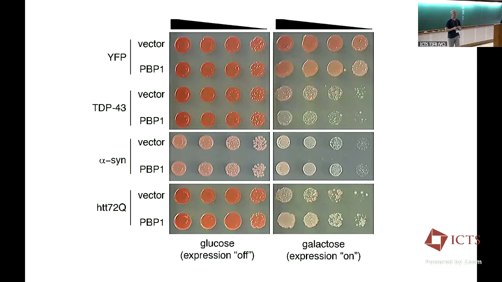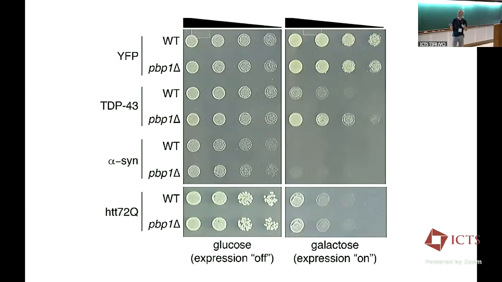We found that when we overexpressed this, it enhanced TDP-43 toxicity. It made cells expressing TDP-43 grow slower. This is wild type cells expressing TDP-43. If we also overexpress PBP1, they grow even slower. It was specific. It didn't make cells expressing mutant Huntingtin or alpha-synuclein grow slower. And then on the other hand, when I deleted PBP1, this did the reverse. Wild type cells, TDP-43 is toxic. Delete PBP1, it suppresses the toxicity. So this means it's a dose-sensitive modifier. Upregulation makes TDP-43 more toxic. Deleting it makes it less toxic.